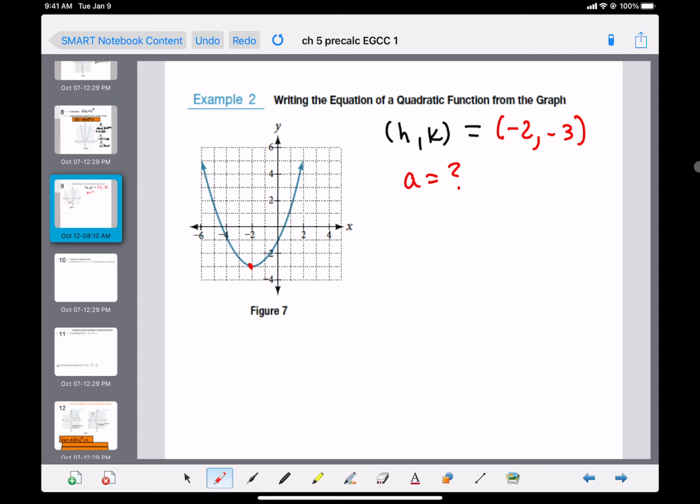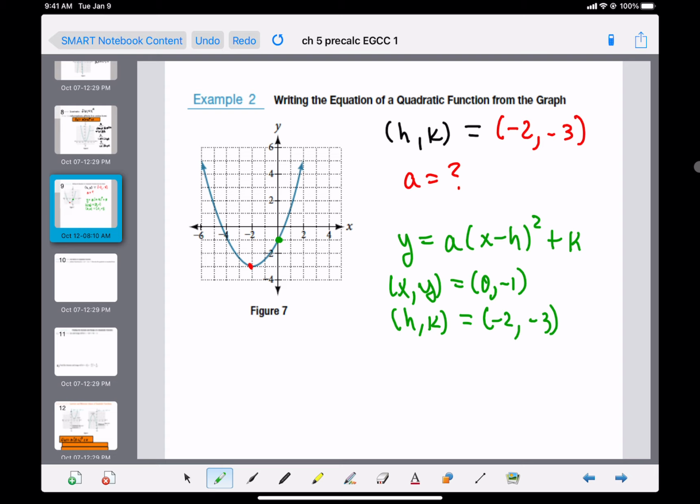Well, I find that the easiest way to find our a is first let's write down y equals a times (x minus h) squared plus k. So let's write that vertex form down. We know an h, k. What I want you to find is some other point on the graph that's nice. Well, that point right there is a really good point. So that is just an x, y on the graph, and that is the point 0, -1.